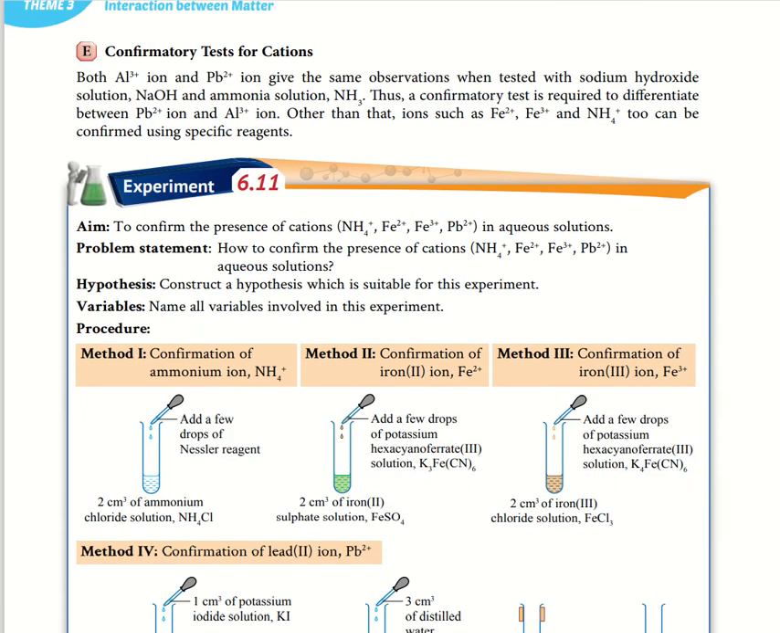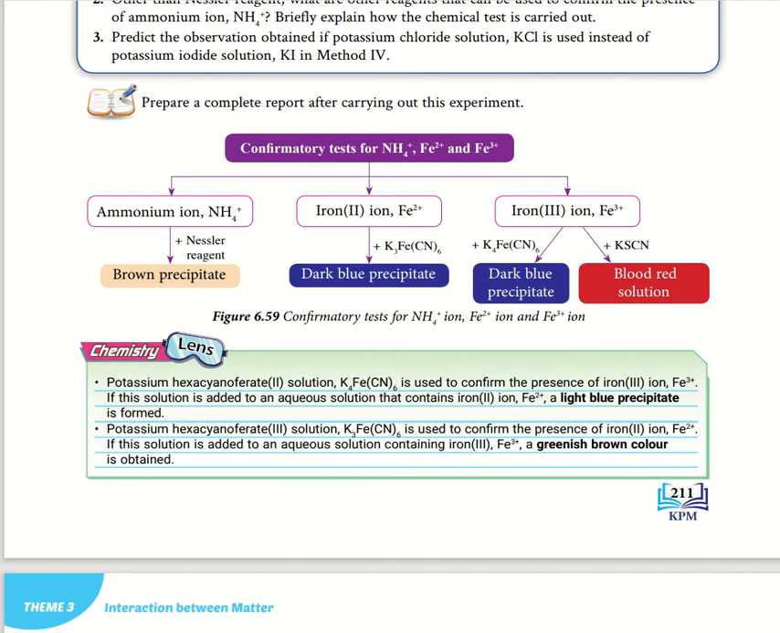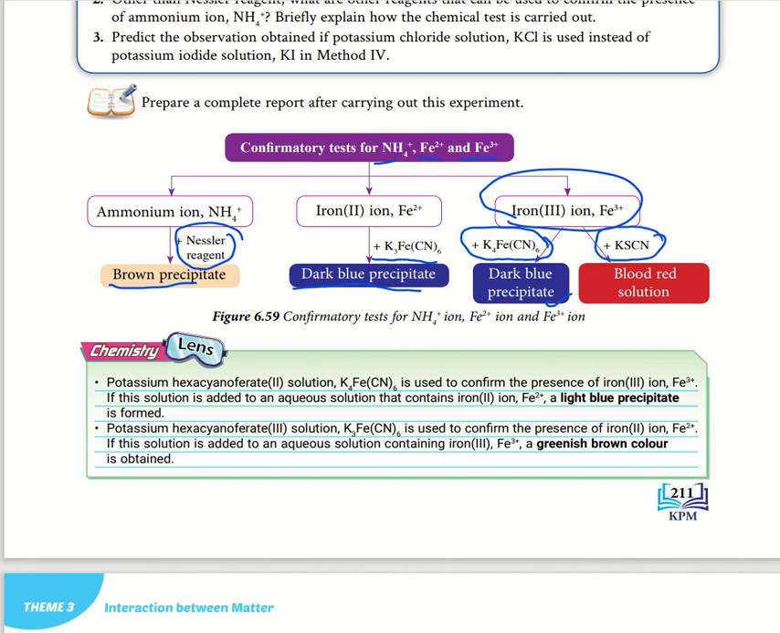Okay, and the last one in qualitative analysis of salt is the confirmatory test for cation. So you have a few tests for cation. For this one I use this flow chart. The tests are only for ammonium ion, iron(II) ion, and iron(III) ion. We have many cations, but the confirmatory test is only done for these three ions. If ammonium ion is present, we use Nessler reagent, add into the salt, and a brown precipitate forms. If iron(II) ion, you use potassium hexacyanoferrate(III), and a dark blue precipitate will form. If iron(III) ion, you use potassium hexacyanoferrate(II), dark blue precipitate, or you can also use potassium thiocyanate. It will give a blood red solution.